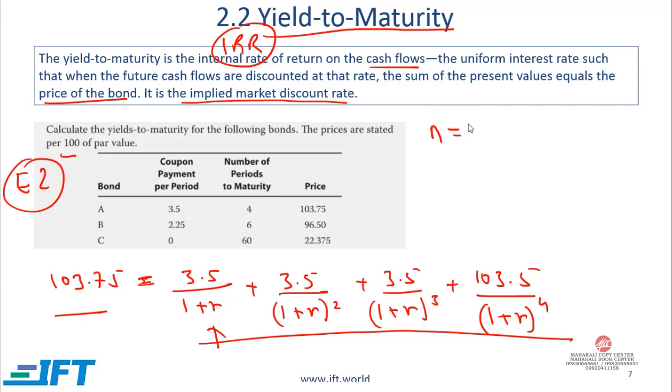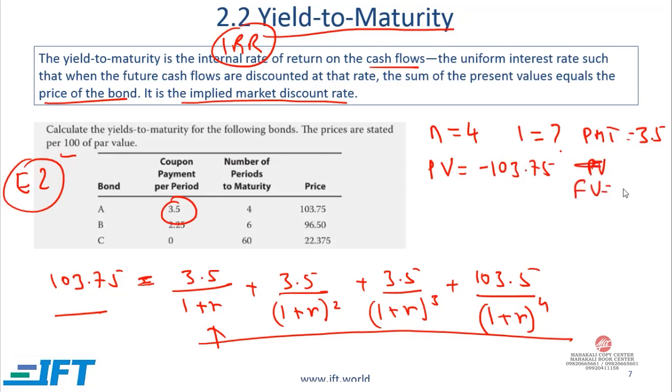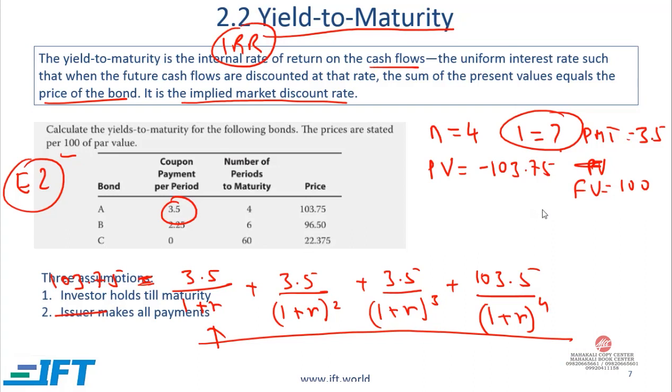N is equal to 4. The interest rate, that's what we are actually going to find. The payment is equal to 3.5. The present value we are going to plug in as a negative number, minus 103.75. The future value is equal to 100. That is the par value at the end. And then we compute I. So do this on the calculator. What you will get for I is 2.50%.